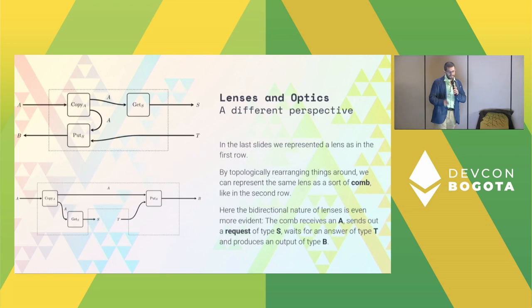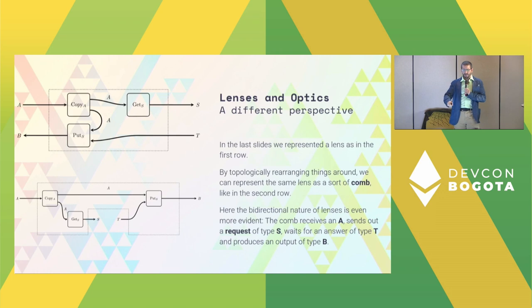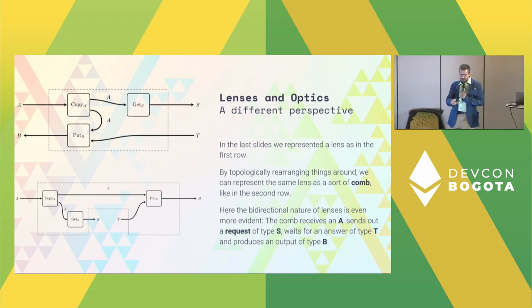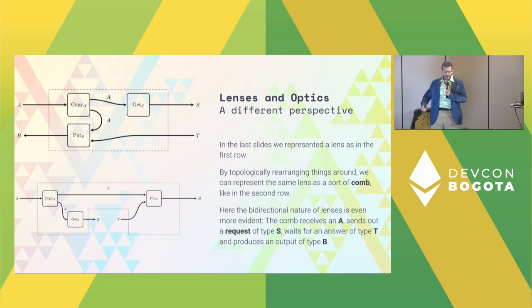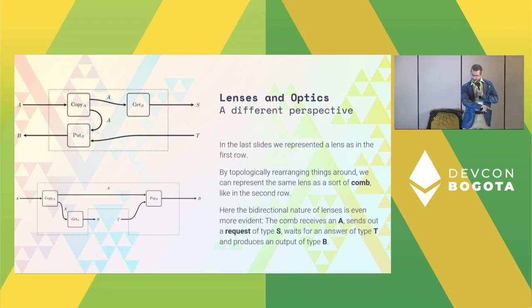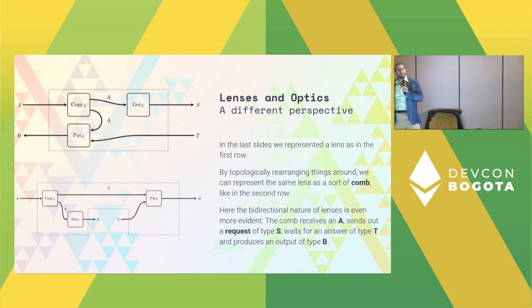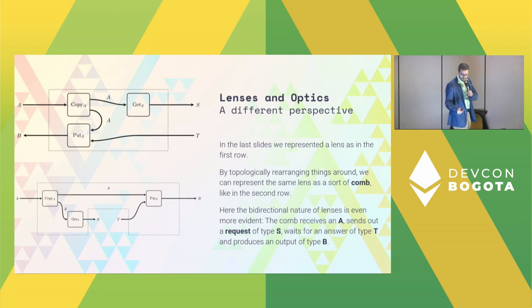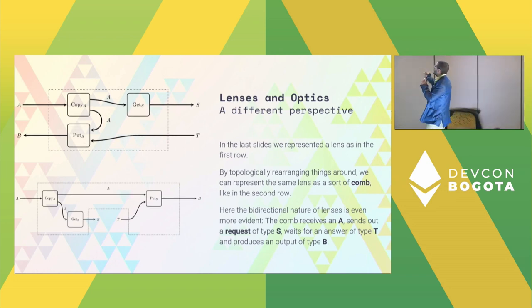So you can still deform this thing in another way. I'm just rewriting the top diagram as the bottom diagram. If you see, the interconnectivity of the diagram didn't change. And I can shape it as a comb, basically. And again, it's the same. Like you get A in, you get an S out, then you get a T in, and then you get a B out.